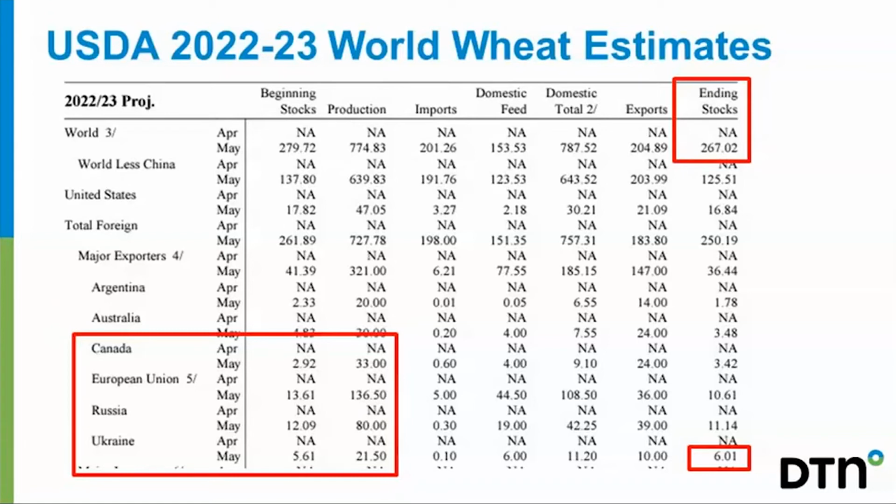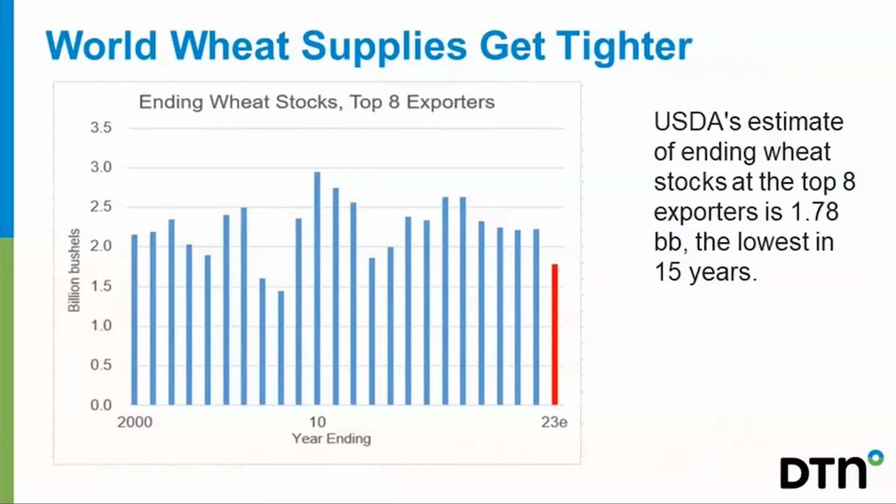We'll just have to see how that plays out this year. But once again, these ending world stocks estimates, 267 million metric tons, less than the trade was looking for, and starts the year off expecting the lowest world ending stocks in 6 years. Now, the other way that I like to look at world wheat supplies is to look at the ending stocks totals among the top 8 exporters. And in that regard, we see an even more bullish situation. USDA's estimate of those ending stocks is 1.78 billion bushels now. If true, that would be the lowest exportable supply in 15 years. So obviously a very bullish situation worldwide as far as wheat supplies go, and the whole situation in Ukraine just showing how important that is.